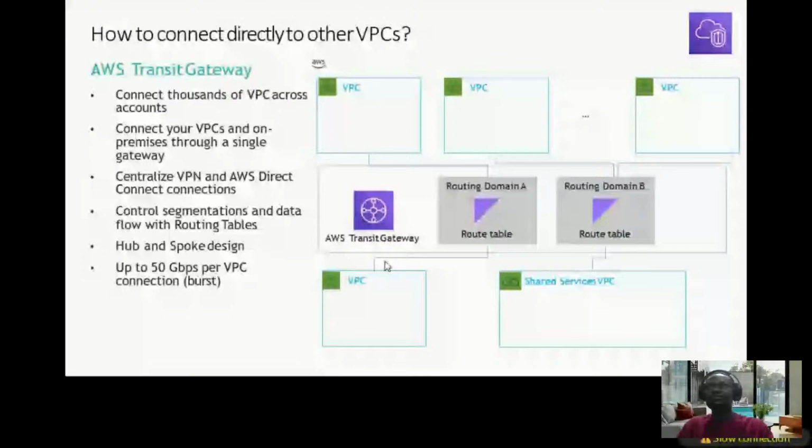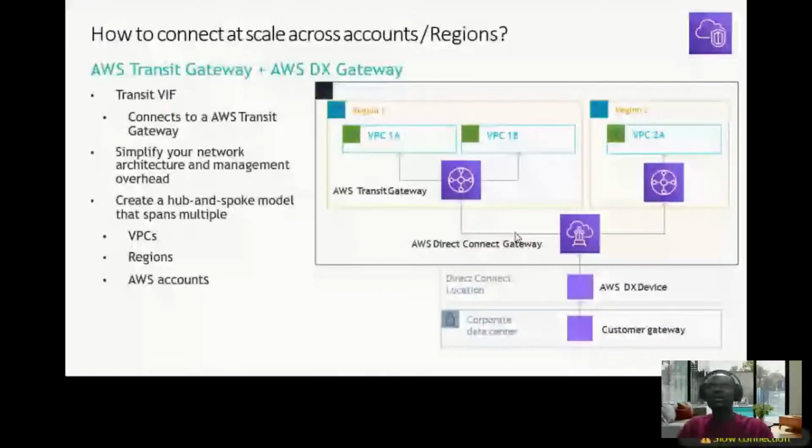So I'm going to skip some because I need to touch down on the quiz. How to connect and scale across multiple accounts and regions: that's where you combine the Transit Gateway and Direct Connect Gateway to get transit interfaces connected to the AWS Transit Gateway, which simplifies your network. If you want to have multiple accounts, you can combine it.